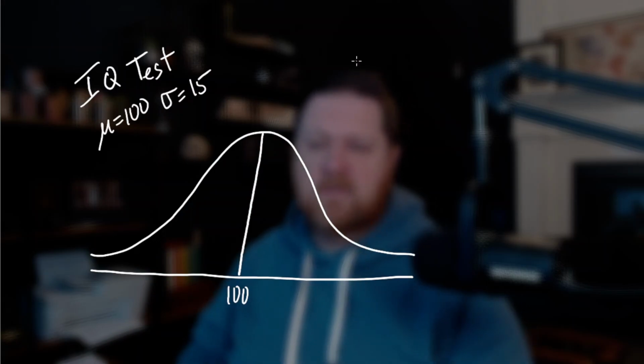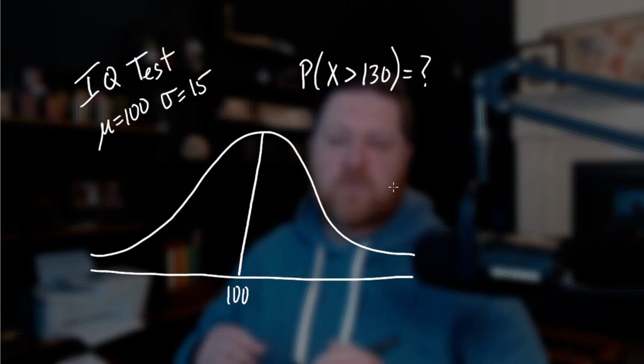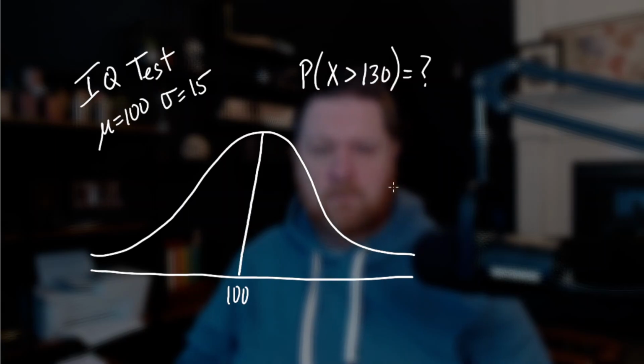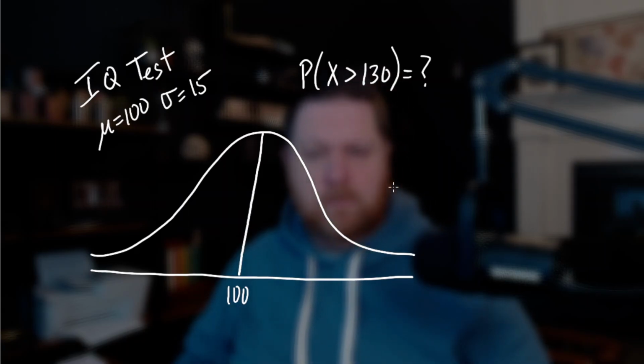Okay? And let's say that we want to find the probability that someone who takes the test, X, the score that they get on that test, that's what our X is going to be, is greater than 130. So this is the thing that we want to find. What is the probability that the score that someone gets on a test is greater than 130? Right? How in the world do we answer this problem?